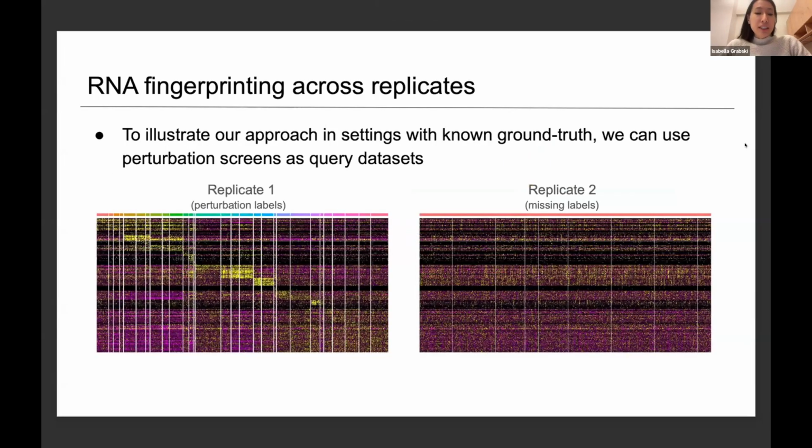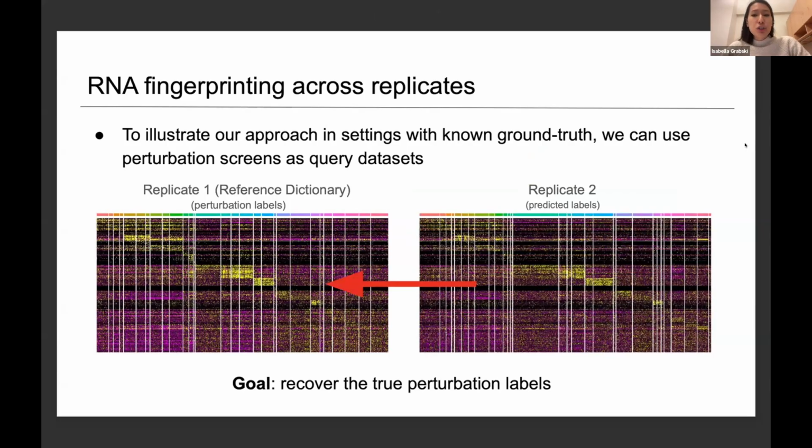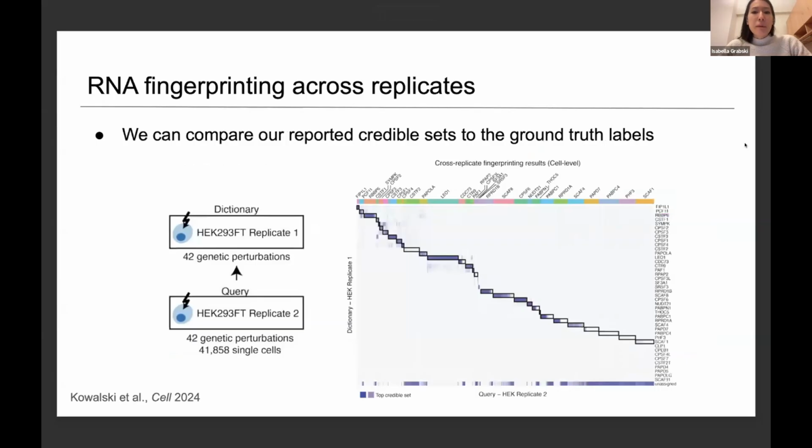To now show RNA fingerprinting in action, we first illustrate our approach in settings with ground truth by using perturbation screens as query datasets. In particular, let's say we know what perturbation every cell received in one replicate, but we hide the perturbation labels in the other. Then the idea is we can treat our first replicate as our reference dictionary, and then map the cells from replicate 2 with the goal of predicting their true perturbation labels. We first tested this out with 2 replicates of a perturbation screen in HEK cells, and then compared our results to the ground truth labels.